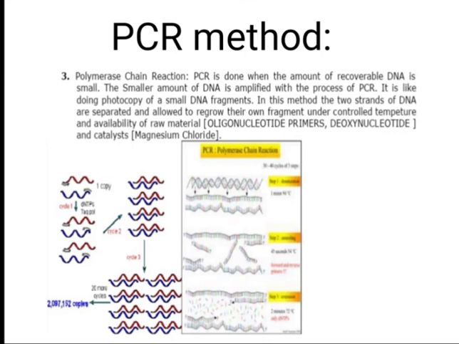Means two strands of DNA grow on their own at a controlled temperature. And the raw materials are oligonucleotide primers, deoxynucleotides, and catalysts like magnesium chloride.